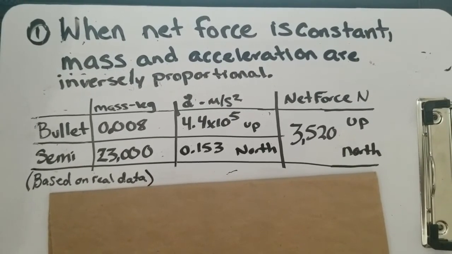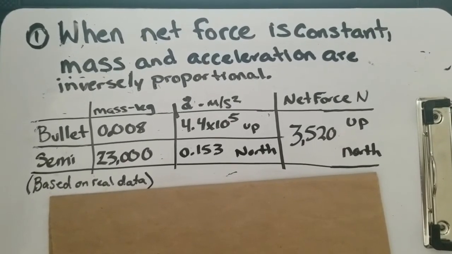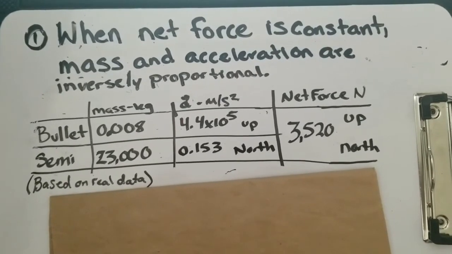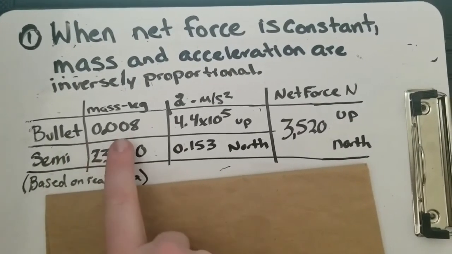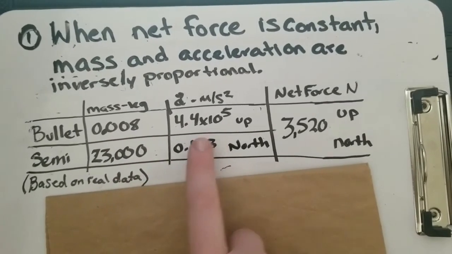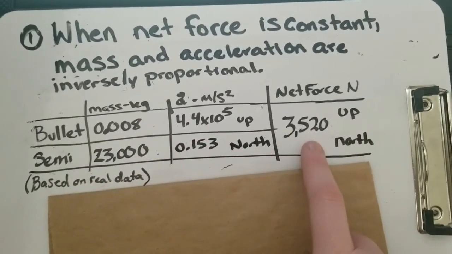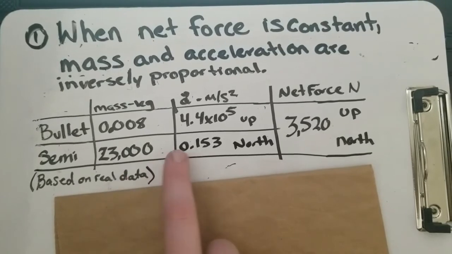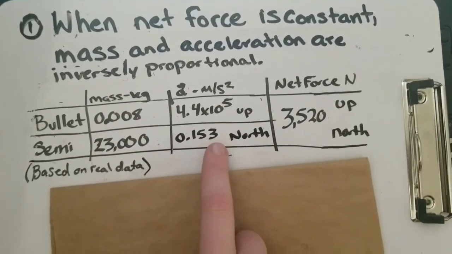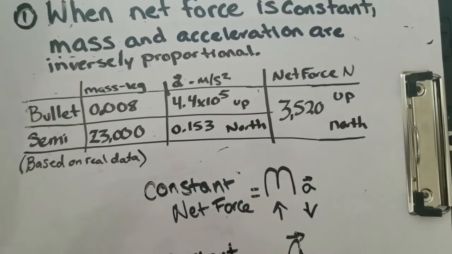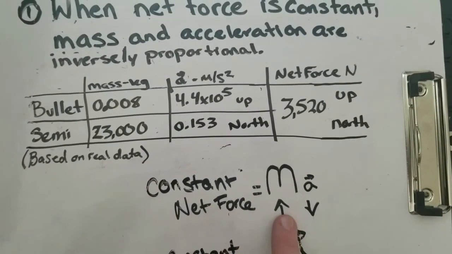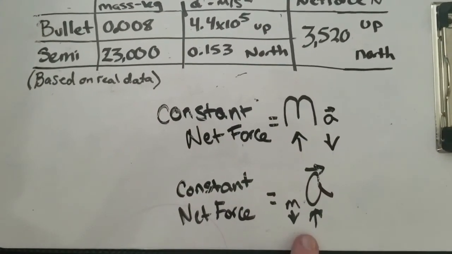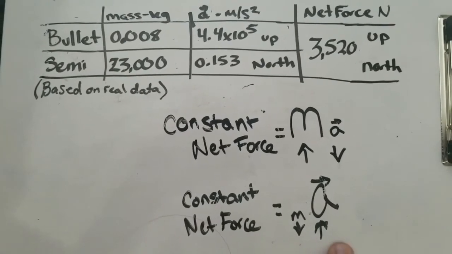Last two math concepts for this video. The first is when net force is constant, mass and acceleration are inversely proportional. So what this means is that we had in the first word problem a bullet with a small mass and a large acceleration. In the second problem, we kept the same net force, but then we looked at a semi-truck with a much larger mass and found that it had a smaller acceleration. Another way to look at this is that if we keep net force constant and we increase our mass, we'll decrease the acceleration. We can also go the other direction, where if we decrease the mass, we increase the acceleration.